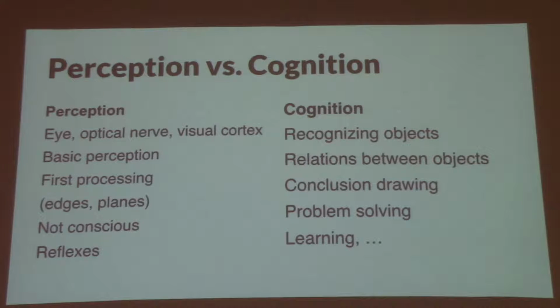Perception is really about things like the eye, the optical nerve, the visual cortex, and fundamental things like bright and dark. In the first processing, you recognize edges, shapes, and planes. It's not conscious, and it also steers your reflexes. If somebody tries to punch you, you don't have to think about how to react. You immediately have a reflexive reaction. Cognition is about recognizing objects, abstracting what you can do with these objects, and what the relationships between the objects are. It's about drawing conclusions, problem solving, and learning.